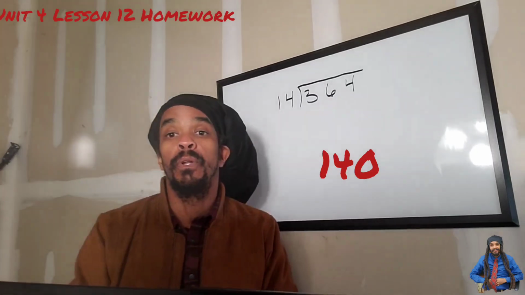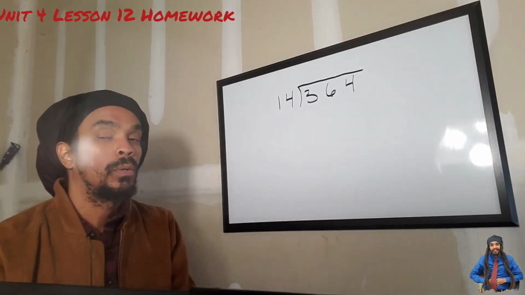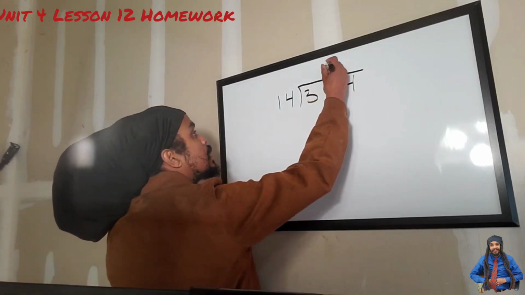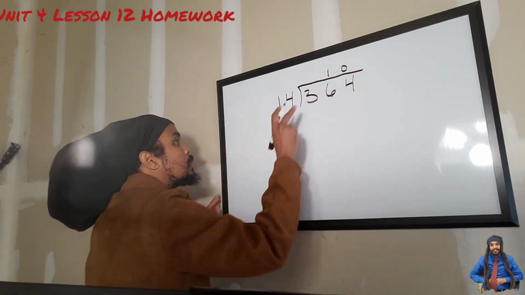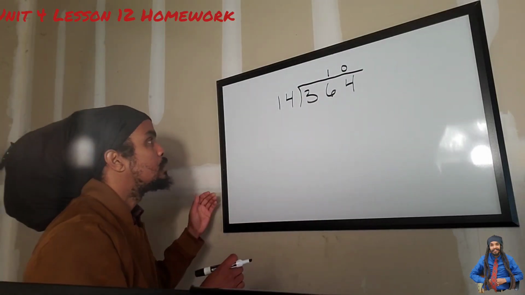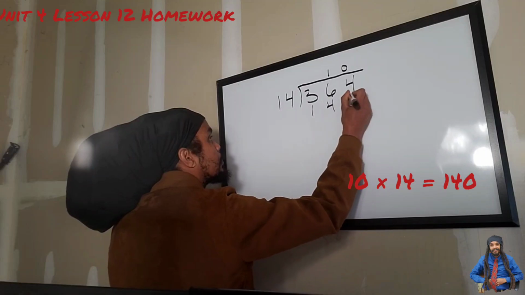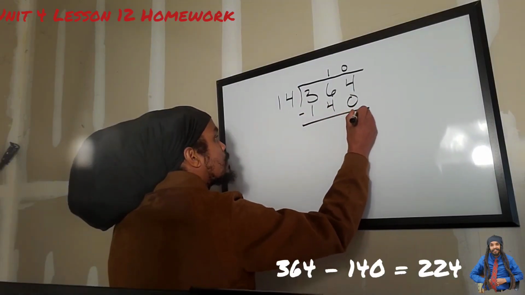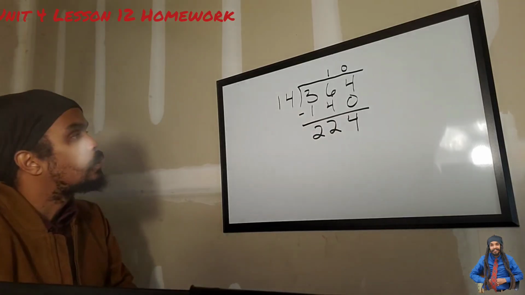We're going to keep it real simple on this first one. We're just going to take out chunks till we get to where we want to be. So let's go ahead and take out 10. We'll write our 10 up here just to make sure we're keeping track of everything. So 10 times 14 is 140. So let's subtract that, 42. So now we get 224.